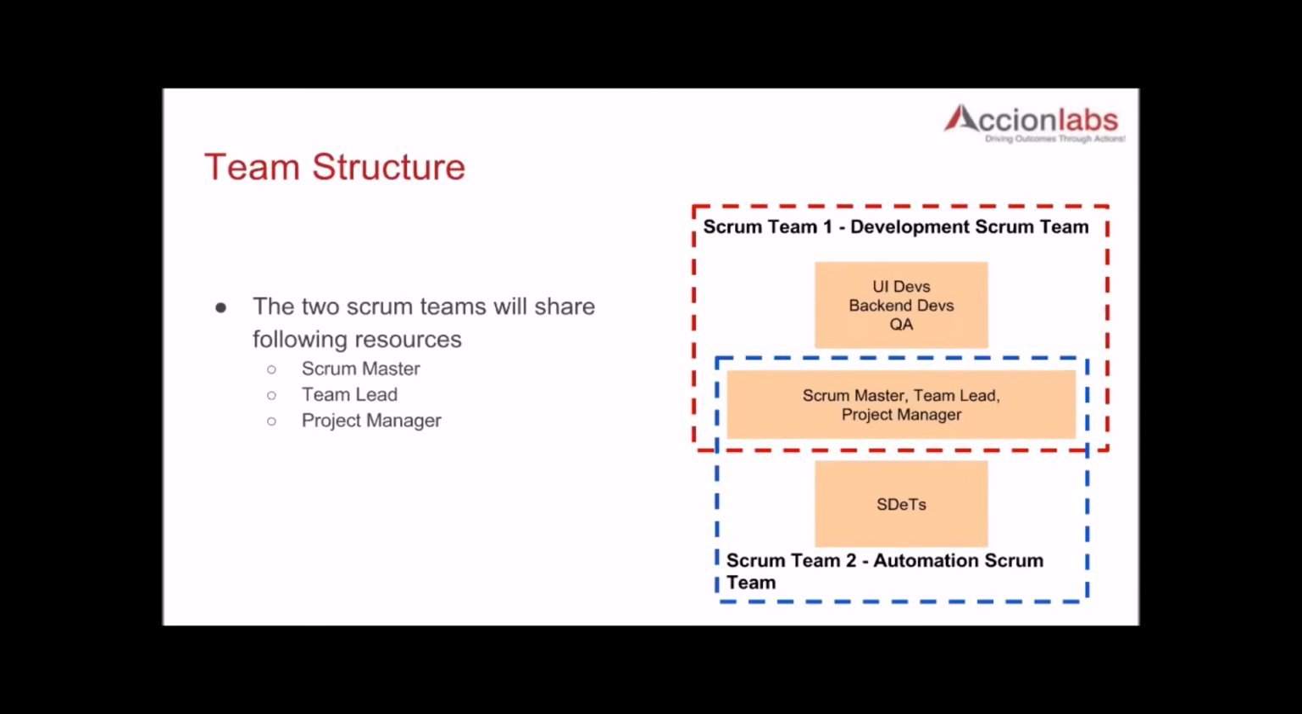So that's why we share a Scrum Master, and then we need somebody to keep track of the progress that we're making even in automation, right? So we have a project manager, we have a team lead. The team lead can also be somebody from the SDITs, okay? The team lead for the automation Scrum team. So those are the 2 Scrum teams that we have.